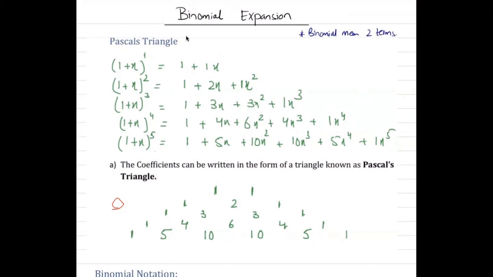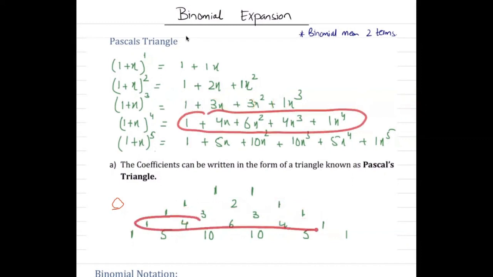Then the expansion of 1 plus x squared yields 1 plus 2x plus x squared. So the first coefficient is 1, the second coefficient is 2, then 1. Similarly, 1, 3, 3, 1. And then 1, 4, 6, 4, 1.